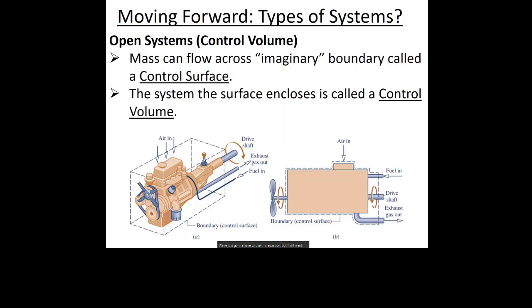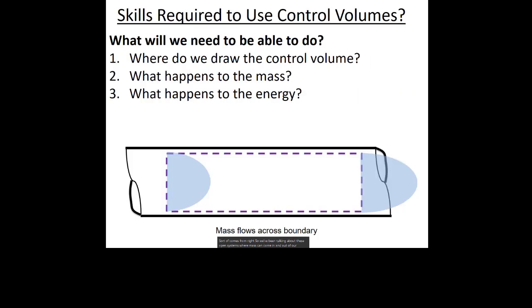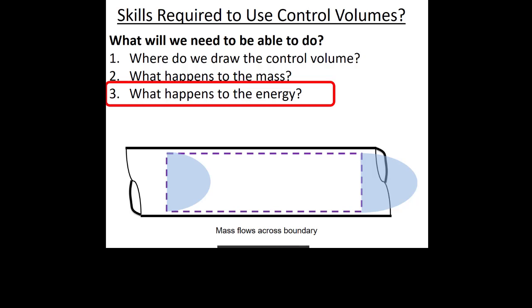Right, so we've been talking about these open systems where mass can come in and out of our system, right? It can cross the boundary of our control volume. Anytime we have an open system, the first question we want to ask is, what is our control volume? Where do we draw it? Then we just talked about what happens to the mass. We need to account for the mass. And the reason we do that is because when we start to account for the energy, the mass takes energy with it into and out of the system. So now that we know what happens to the mass, we can start to ask what happens to the energy.